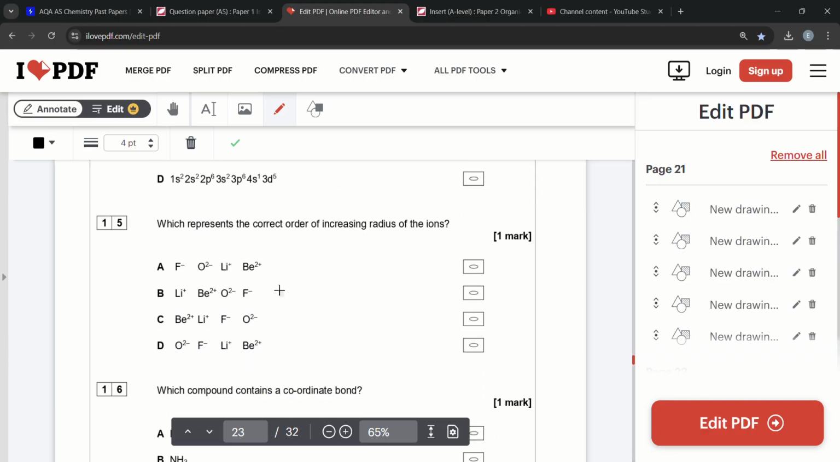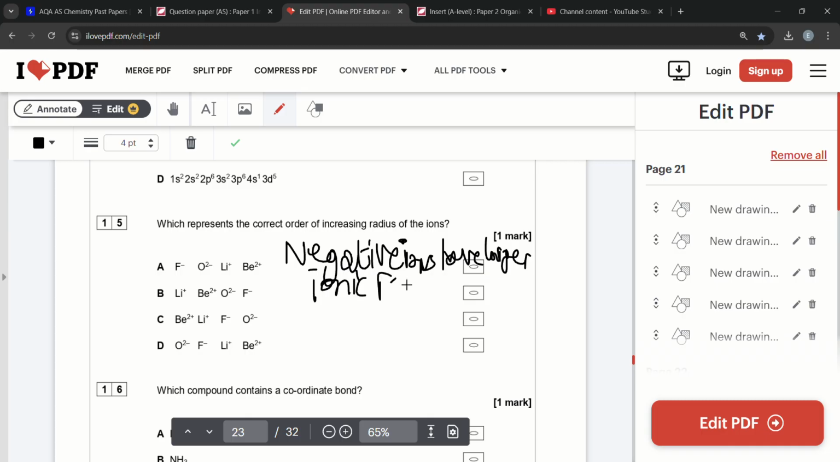Question 15. Which represents the correct order of increasing radius of the ions? Key fact: negative ions have larger ionic radiuses than positive ions. So it can't be A because A is saying we're going, it should be the positive ions first, increasing radius.